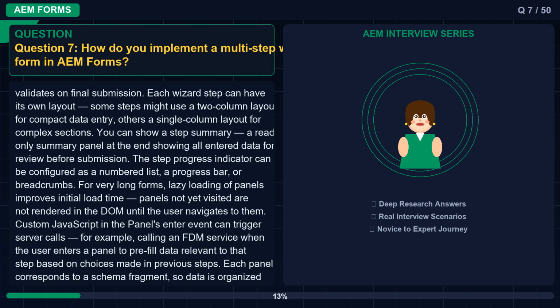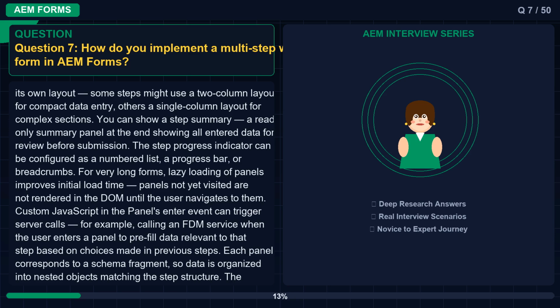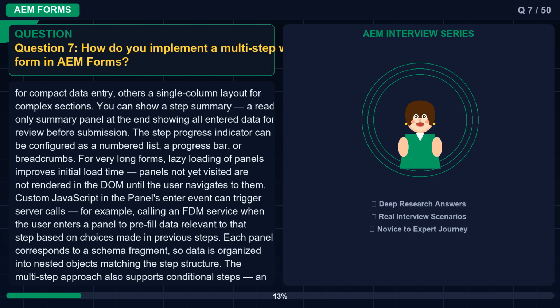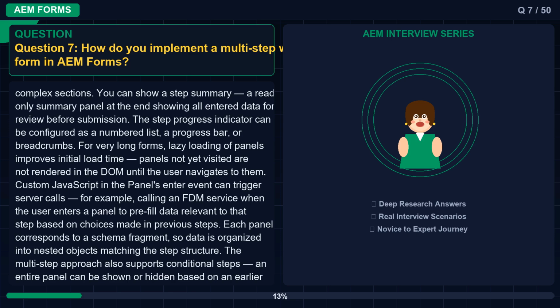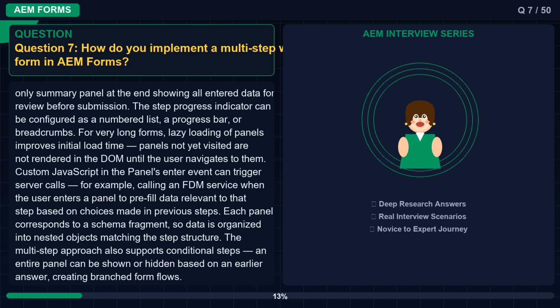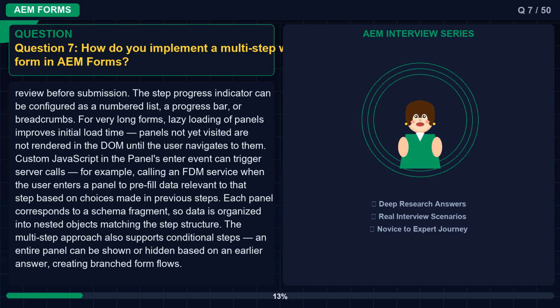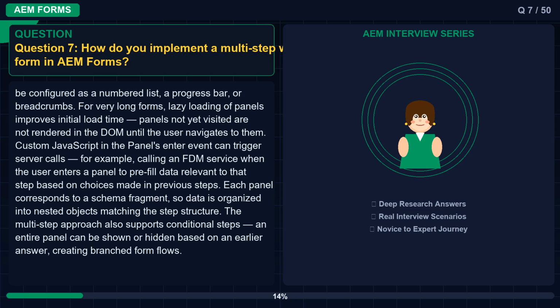Custom JavaScript in the panel's enter event can trigger server calls, for example, calling an FDM service when the user enters a panel to pre-fill data relevant to that step based on choices made in previous steps. Each panel corresponds to a schema fragment, so data is organized into nested objects matching the step structure. The multi-step approach also supports conditional steps. An entire panel can be shown or hidden based on an earlier answer, creating branched form flows.